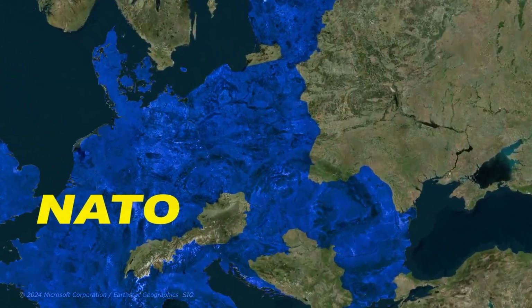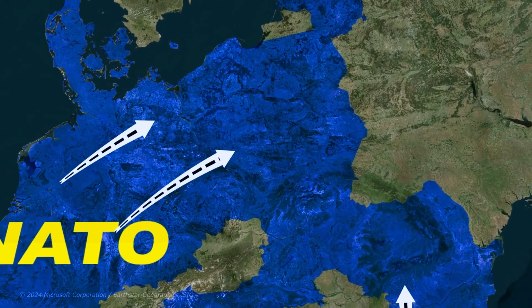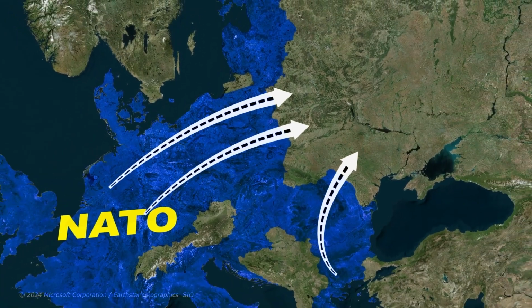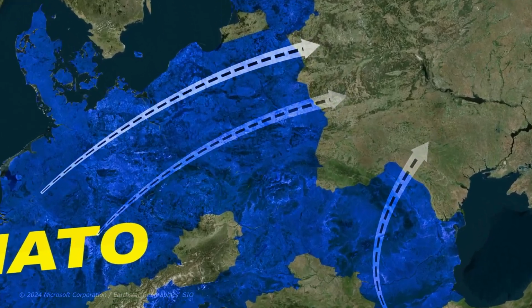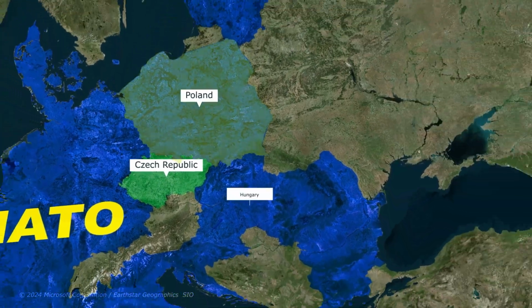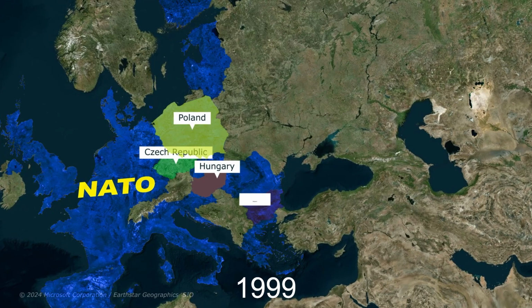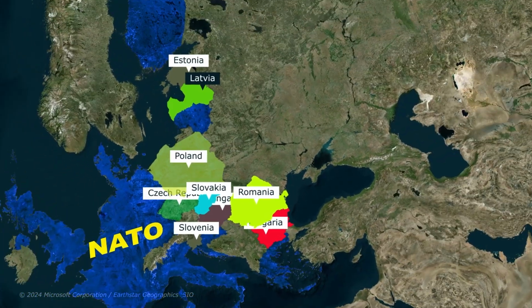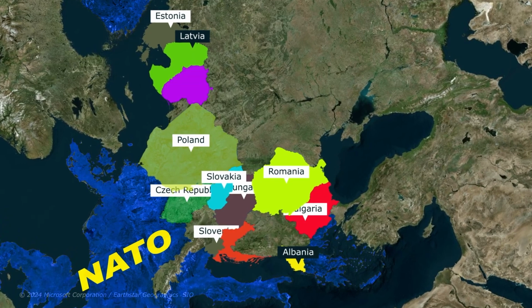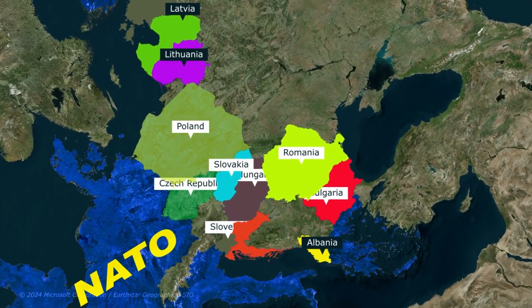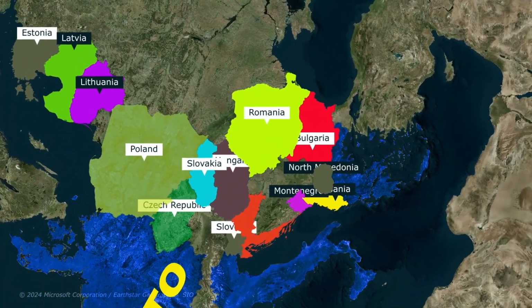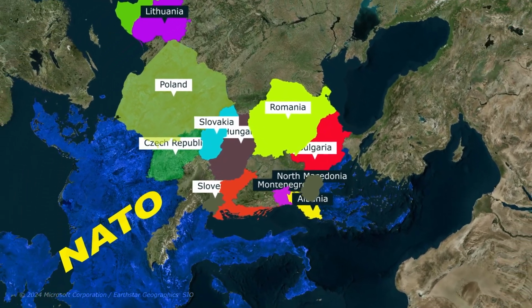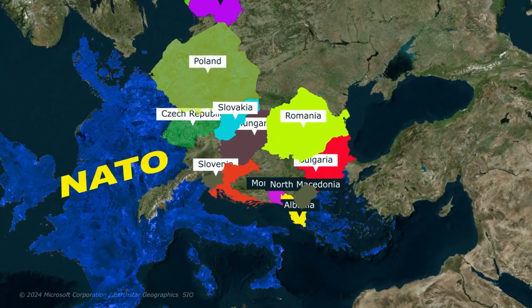Since the fall of the Soviet Union, NATO has expanded eastward, incorporating many countries that were once in the Soviet orbit or directly part of the Soviet Union. This expansion included the Czech Republic, Poland, and Hungary in 1999, Bulgaria, Romania, Slovakia, Slovenia, Estonia, Latvia, and Lithuania in 2004, Croatia and Albania in 2009, Montenegro in 2017, and North Macedonia in 2020. Each expansion brought NATO closer to Russia's borders, increasing Russia's perception of an encroaching threat.